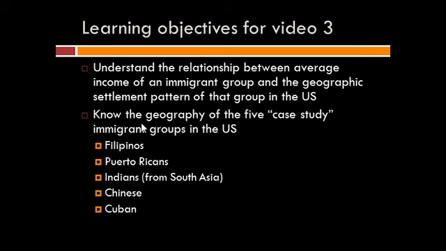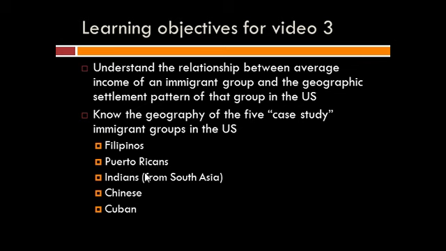Then what we're going to do is move on to 5 case studies. Each one of them is basically a national group, a recently arrived national group within the United States, and we're going to examine their geography. And hopefully, by looking at their geography, we'll be able to say something about the average income of that particular group.